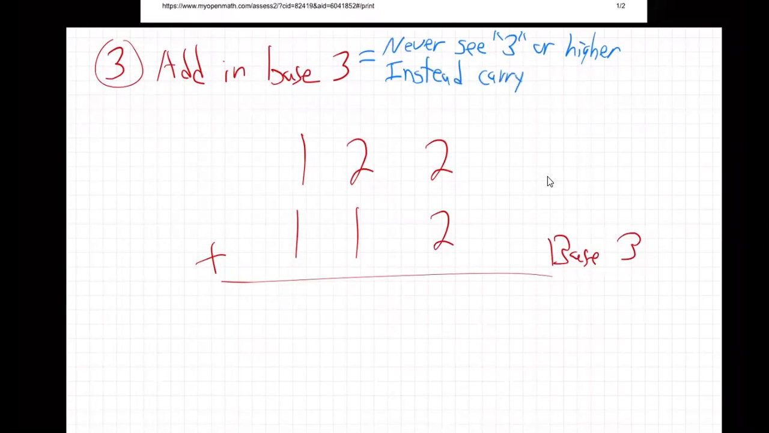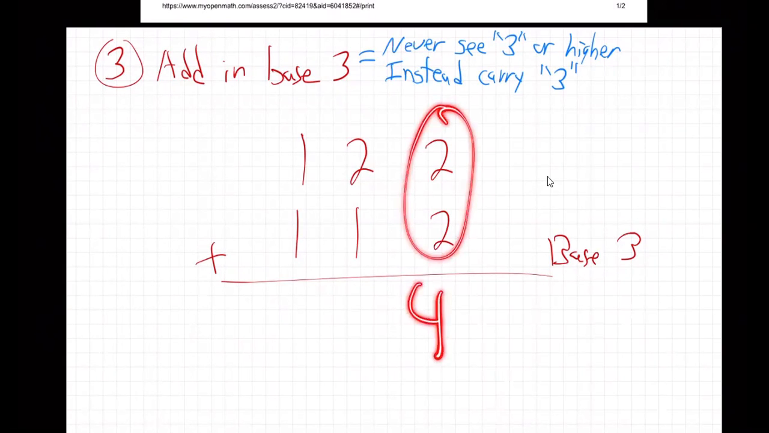Instead, we carry 3. You always carry the base amount. So here we go. Let's do it. Starting here, 2 and 2 makes 4. So let me just do that. 2 and 2 makes 4.